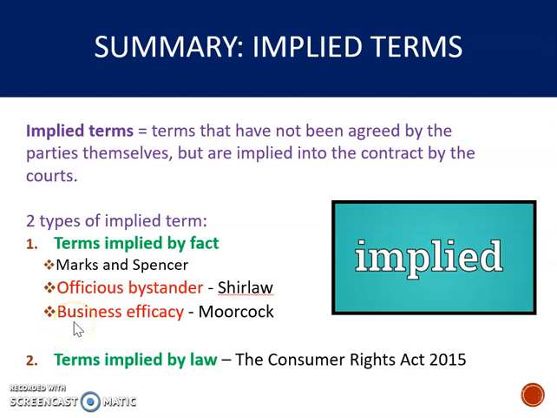And the business efficacy test comes from the ancient case of the Moorcock from 1889. And this asks whether the term was necessary to give the contract business efficacy, i.e., would the contract make business sense without it? And the courts will only apply a term where it's necessary to do so. So when we're looking at a scenario, we can think, do either of those situations apply, that it must have been needed for the contract to function?